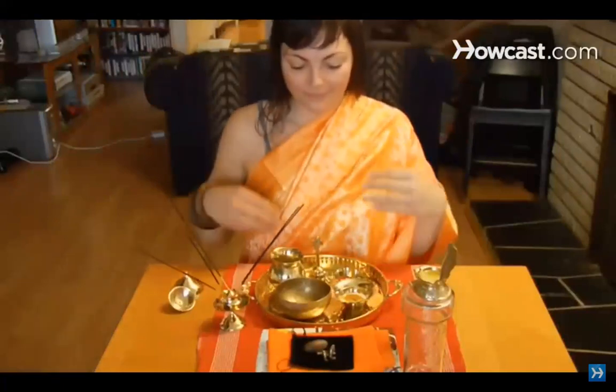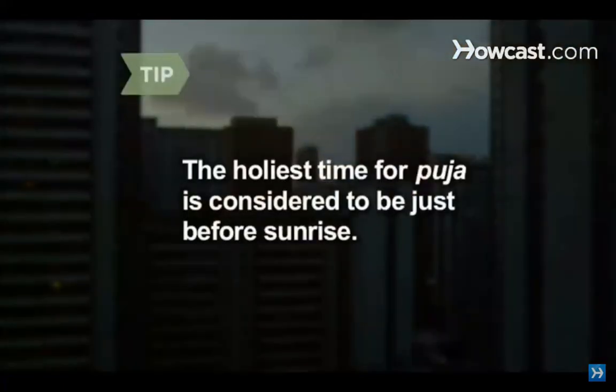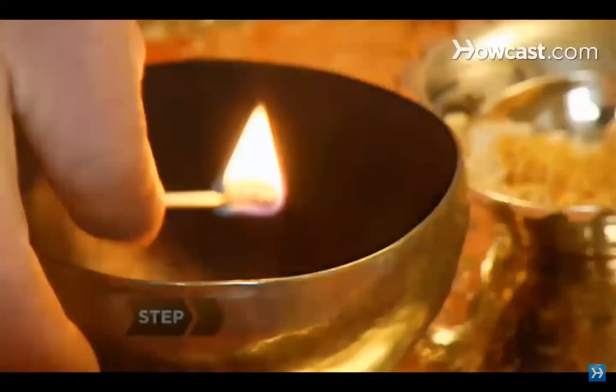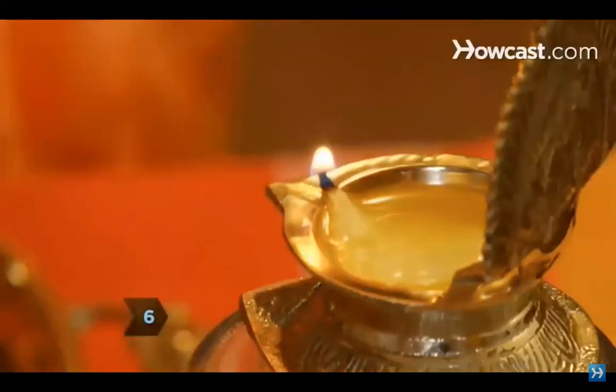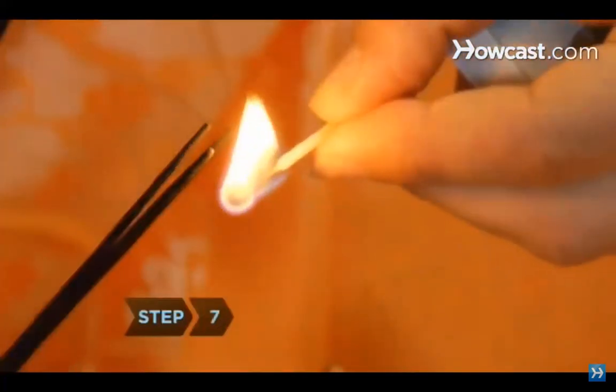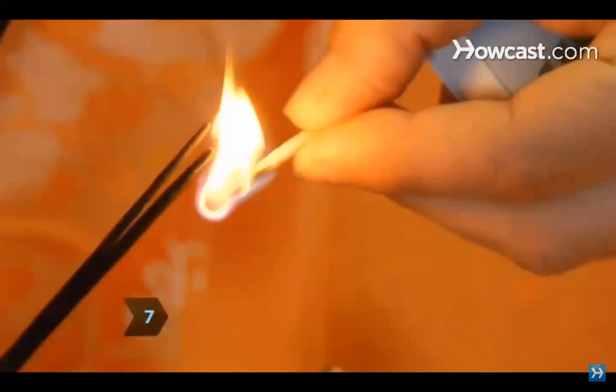Step 5. Enter the shrine with your family. The holiest time for puja is considered to be just before sunrise. Step 6. Use ghee to light the standing and smaller lamps. The standing one usually stays on all day. Step 7. Light incense with a burner or a matchstick.